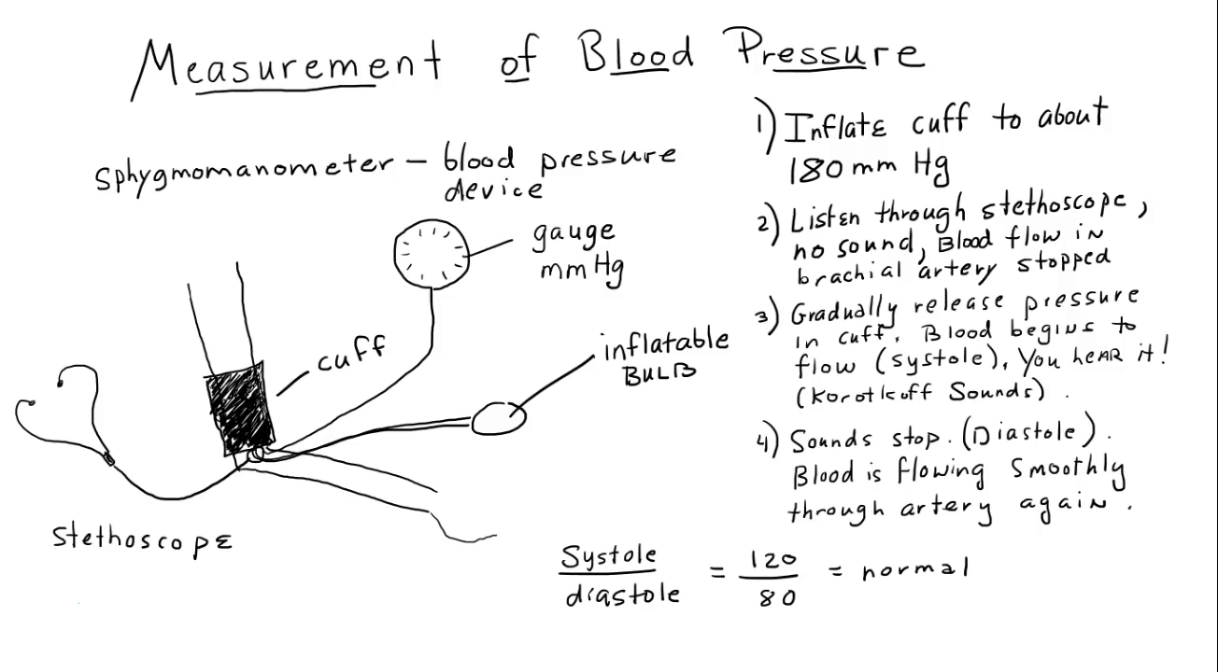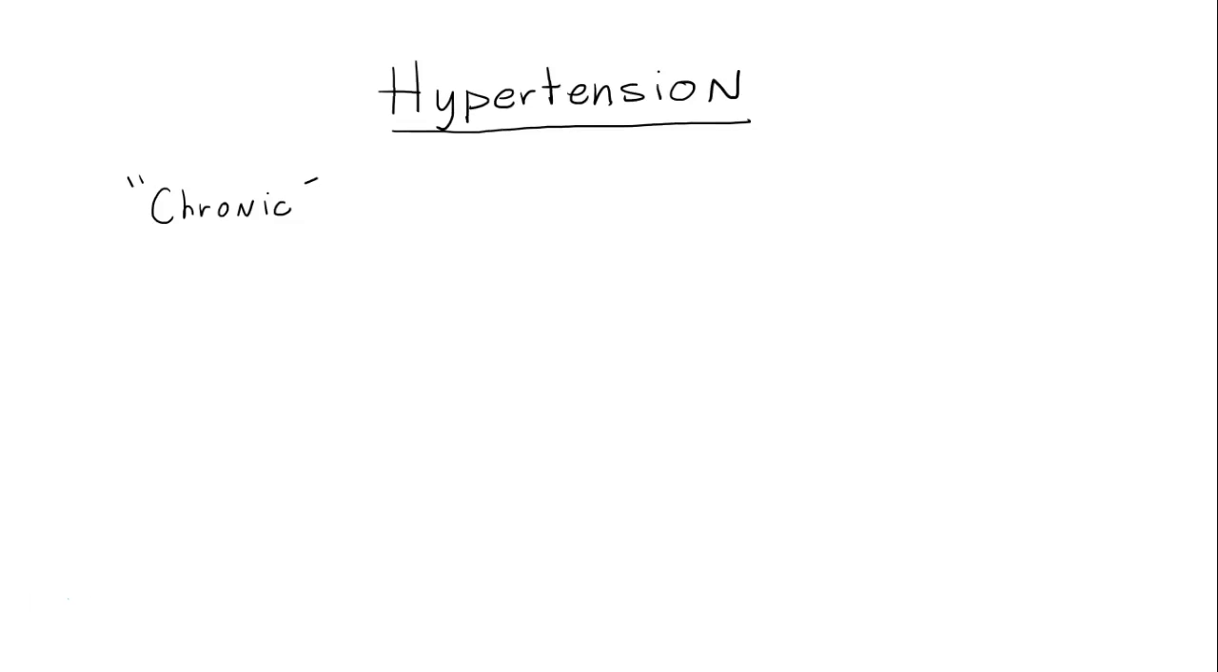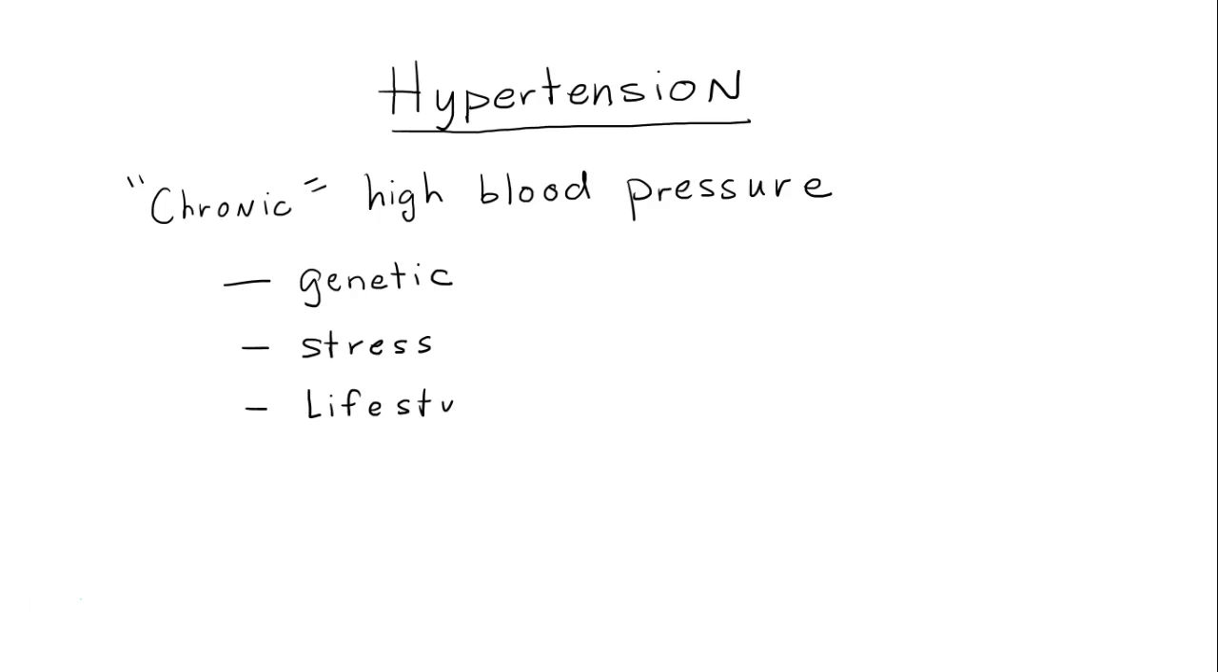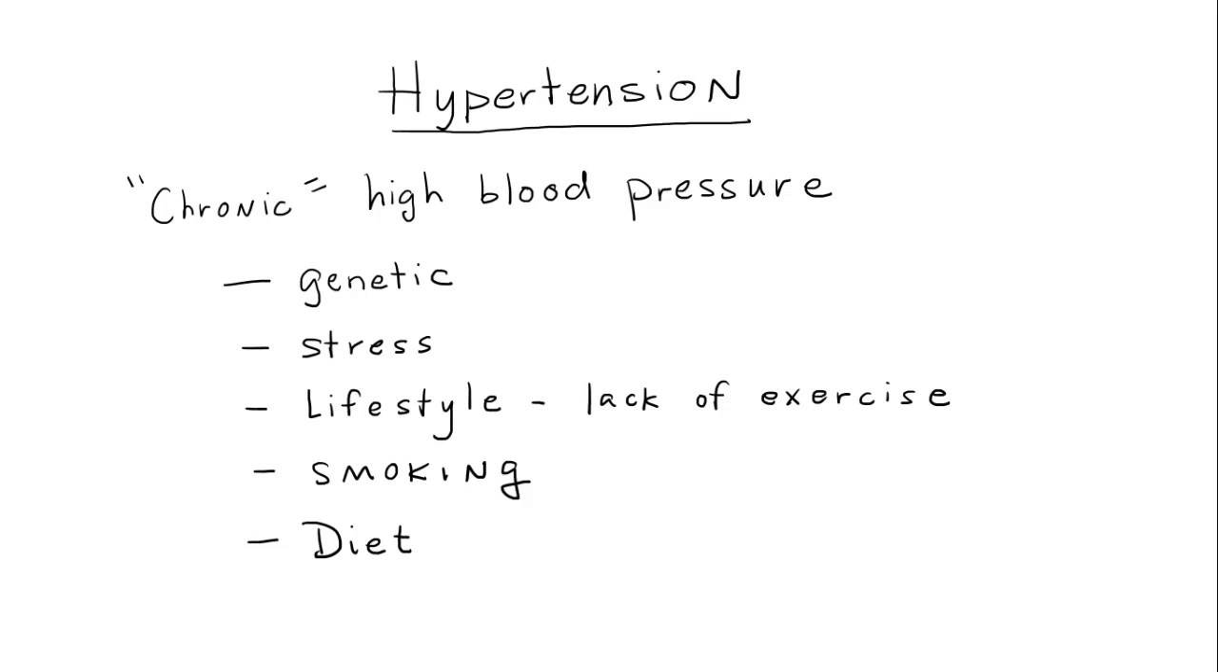But some people have what's called hypertension, which is chronic high blood pressure. Realize that chronic high blood pressure can be genetic, but it can also be a result of stress and lifestyle. Lack of exercise, smoking, and diet are all risk factors for hypertension. You want to be eating a diet that is relatively free of saturated fats, which come from animal products.